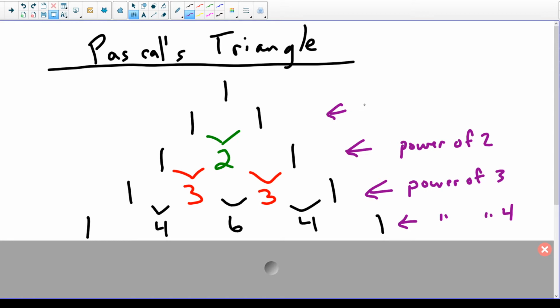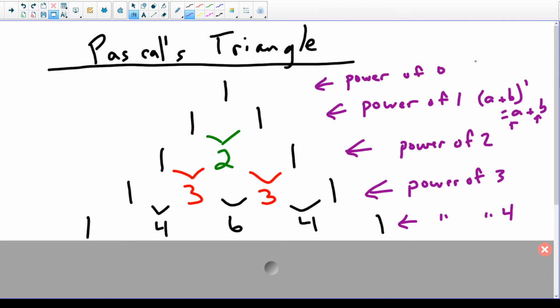Now here's an interesting question. This would be a power of 1. Does that one work? Well, what is a plus b to the power of 1? Isn't that just a plus b? And what are the coefficients in front of a and b? They are both 1s, which is what that row is telling us. What about this guy? What power would that one be? Well, following the pattern, this would be a power of 0. Does that one work? What is a plus b to the 0? Well, anything to the 0 is 1, and that's the answer you would get at the top of the pyramid.